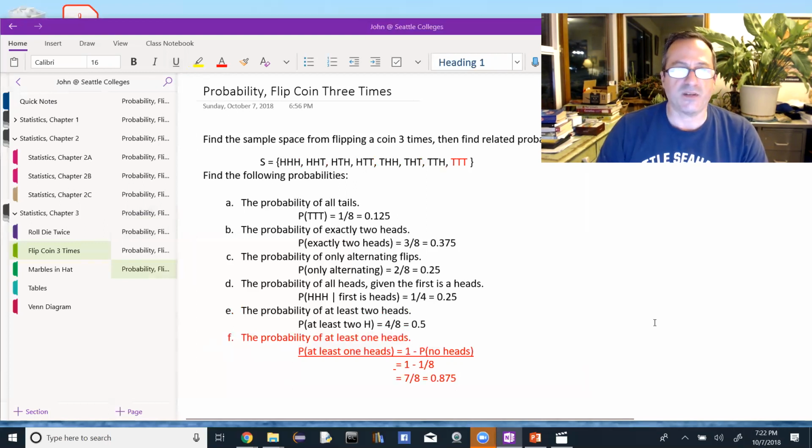Those are the 2 games of chance, rolling a die and flipping a coin. You could combine those 2. You could say, find the sample space from flipping a single coin and rolling a die. So you'd have heads first, and then you'd have rolls 1 through 6. And then you'd have tails and rolls 1 through 6. So that would have 12 outcomes.